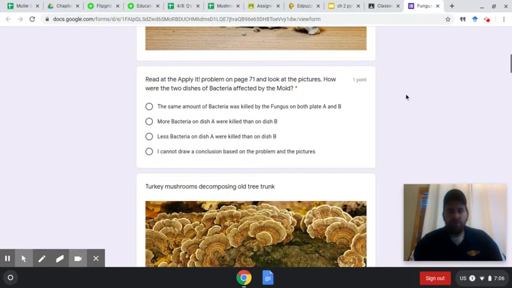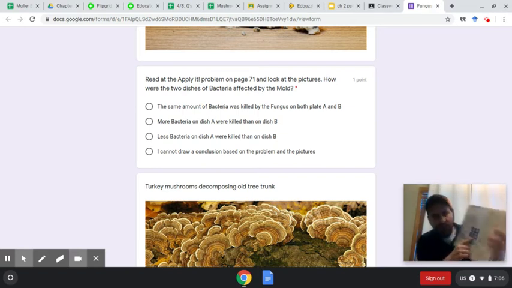Next question, read the apply it problem on page 71 and look at the pictures. How are the two dishes of bacteria affected by the mold? So you really need to look at the picture in the textbook to figure this one out, obviously. And this one was a really interesting problem. We weren't going to do an experiment, but we were going to grow bacteria if we were at school. But in this one, they grew bacteria in these dishes, A and B, and then this was an accident.